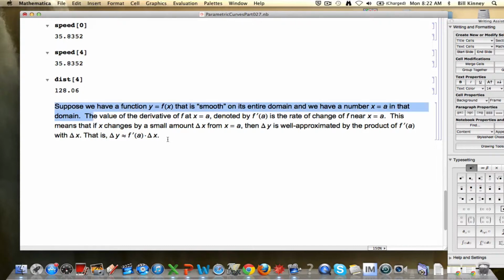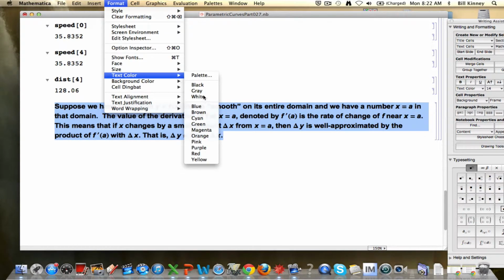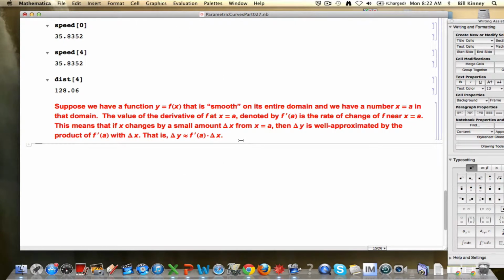Okay, let me highlight this, make it red. Again, it's still not a fully precise statement. You know, how good is this approximation? I will say that this approximation gets better and better as delta x gets smaller and smaller, but still that's not fully rigorous yet. But this will give us the intuitive standing to understand more about how the velocity vector is the derivative of the position vector, because what we're going to see is that the change in the position vector can be well approximated by the velocity vector times a change in time. Actually, the independent variable is time in that situation.